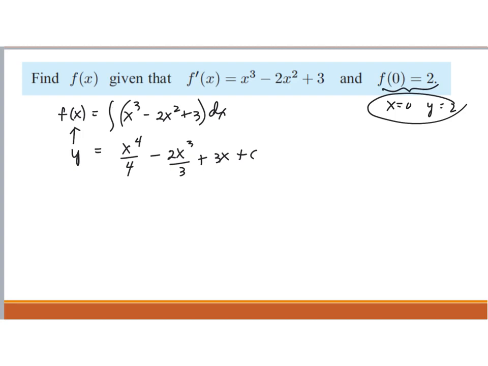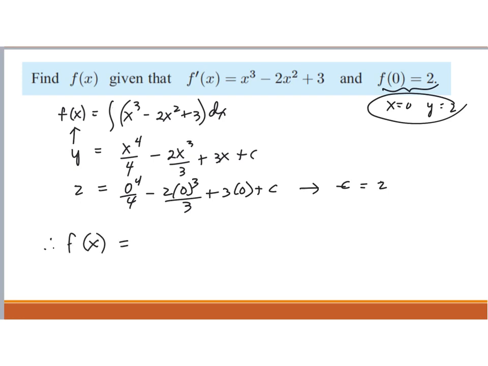So if we use this, we can now get 2 is equal to 0 to the fourth over 4 minus 2 times 0 cubed over 3 plus 3 times 0 plus c. So obviously c there is equal to 2. So it means that the function that we are looking for is x to the fourth over 4 minus 2x cubed over 3 plus 3x plus 2.